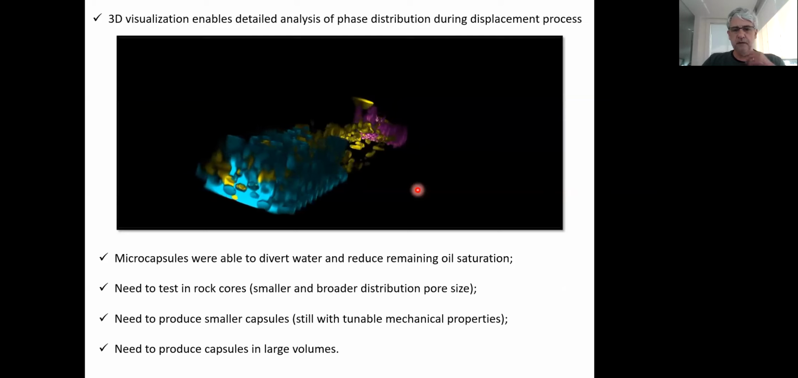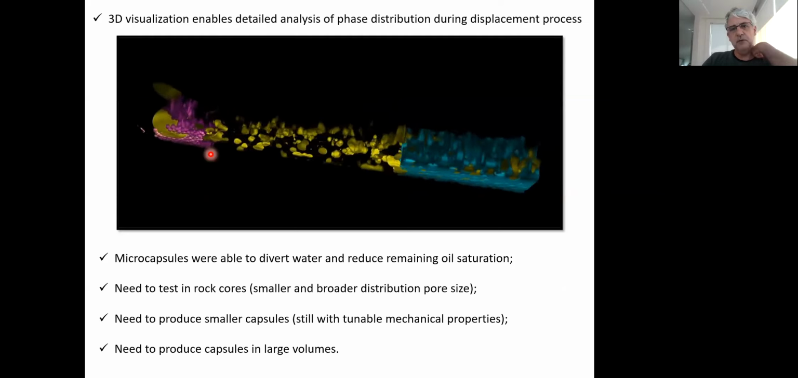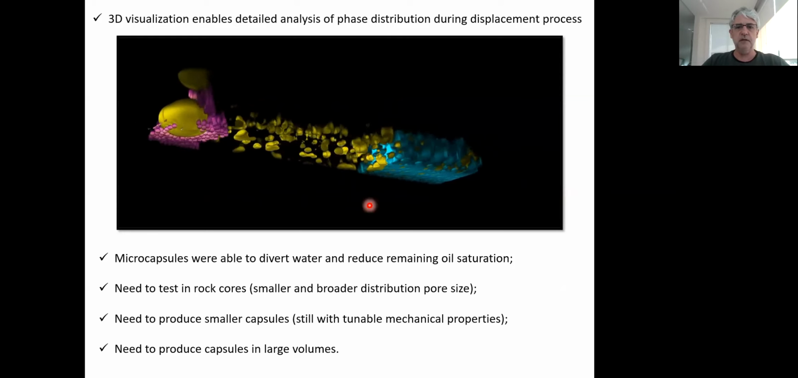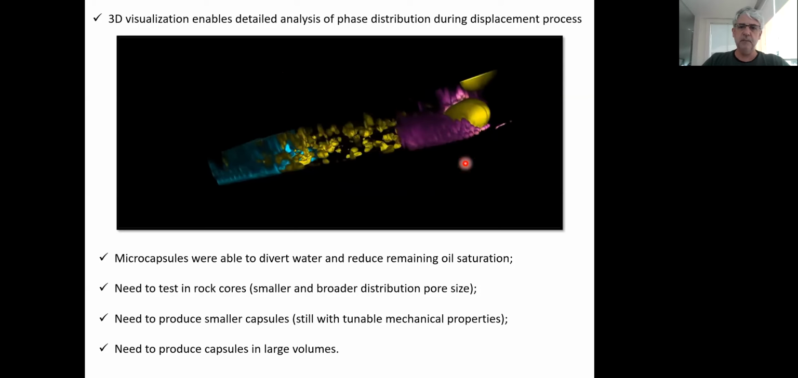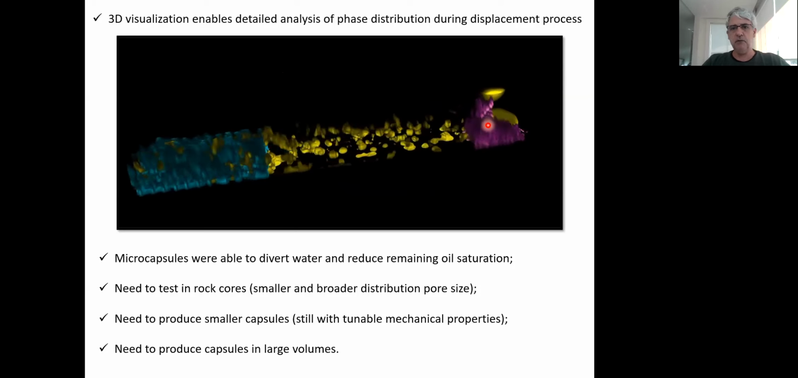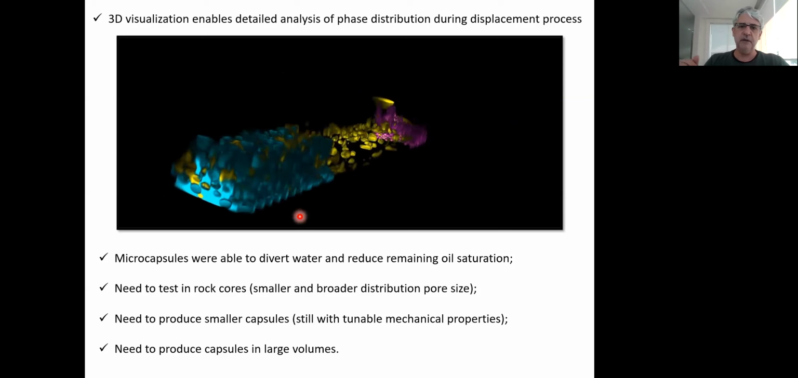So at the end of the process, after we reach steady state, we can analyze in detail the phase distribution within the porous space, as I'm showing here in this video clip. So yellow is the oil ganglia that are trapped. The pink colors are the capsules. So we use a third different fluorescent dye, and blue here is the water phase. So we can get a very detailed description of all the different phases and how they are distributed in the porous media. So we show that microcapsules were able to divert water, and then we can produce more oil using this technique.